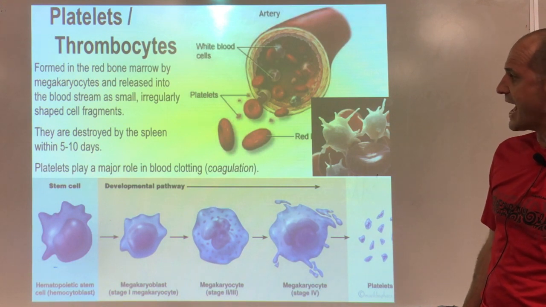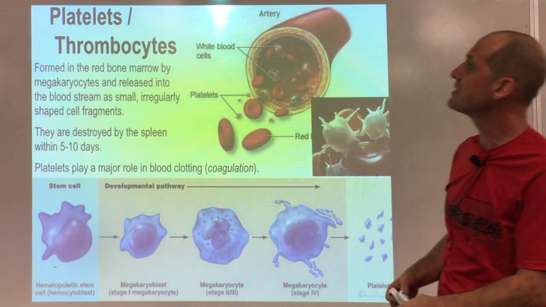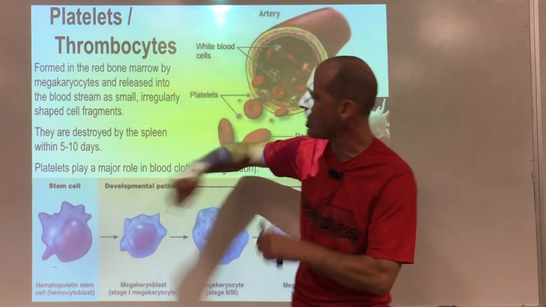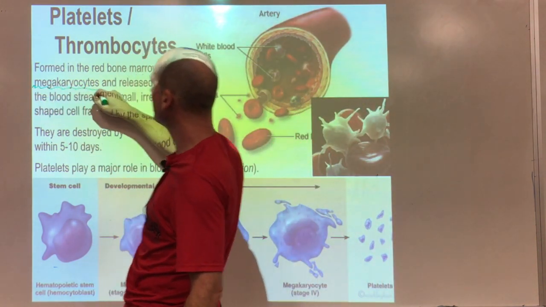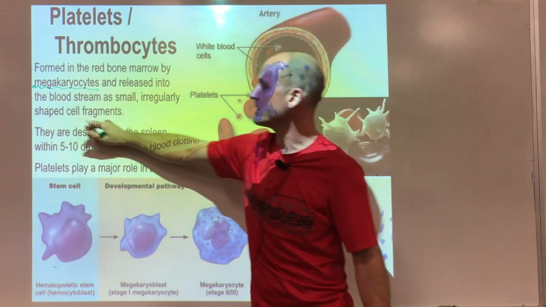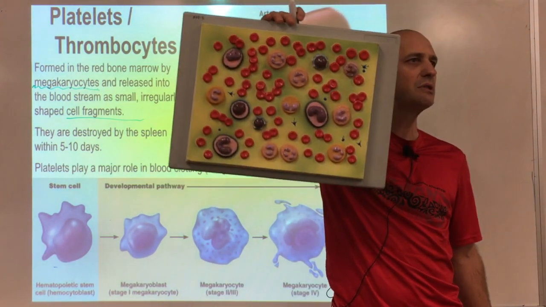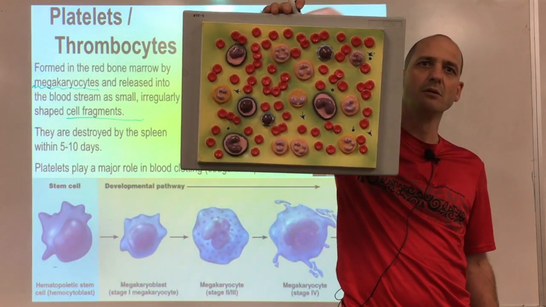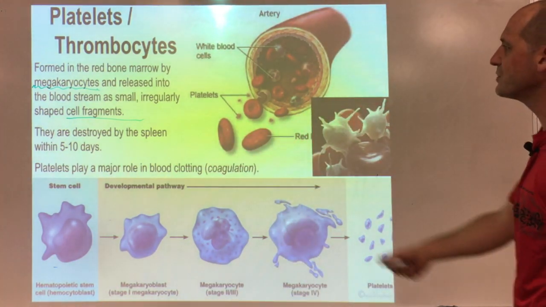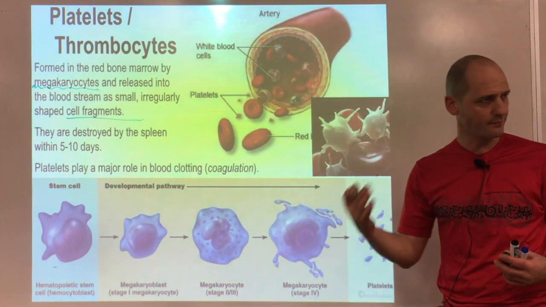So that brings us to the last thing in terms of cells in the blood. And that's the platelets or thrombocytes. They're made in the red blood cells by a cell called a megakaryocyte, and then they're released into the bloodstream as little fragments, cell fragments. So on your plaque, all the blue little fragments are platelets. They're not real cells. They don't live long. I think 5 to 10 days, and then they're absorbed by the spleen, which cleans the blood, sort of.